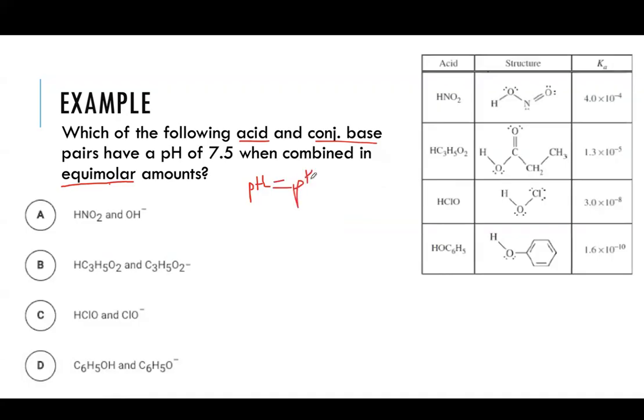So if I want the pH to be 7.5, I'm going to see which Ka value will give me a pH of 7.5. So I'm going to do this 4 times. I'm going to do negative log of Ka for the first one, negative log of Ka for the second one, negative log of Ka for the third one, and the fourth one. If you plug each in a calculator, you're going to see that negative log of 3.0 times 10 to the negative 8th power is going to be somewhere around 7.5. Therefore, pick option C.